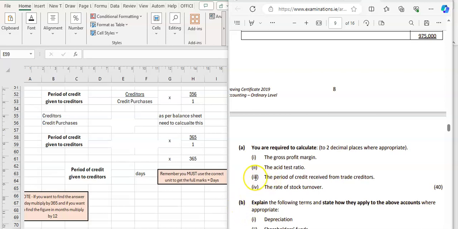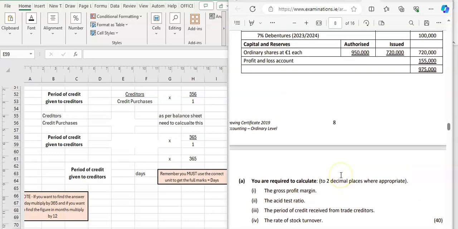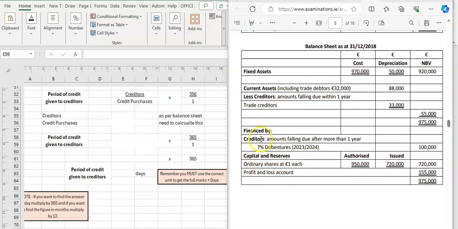Okay, so let's have a look at the third adjustment for Kennedy 2019, Ratios, Ordinary Level. So this says the period of credit received from trade creditors. So if we're looking at trade creditors, we're going to need the creditors figure. And the reason why you have trade creditors is because you've purchased goods on credit. So you need to have the purchases figure. So your trade creditors figure is going to be taken from your balance sheet underneath less creditors.